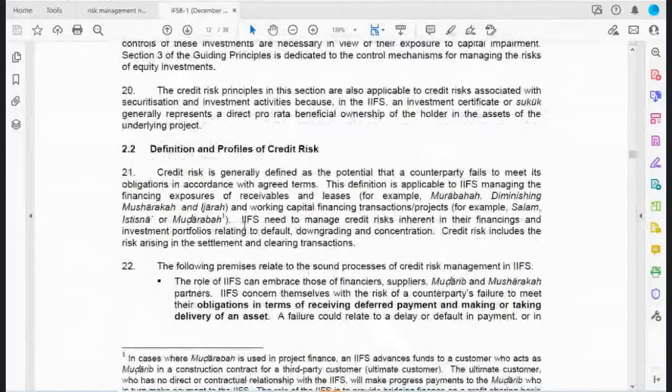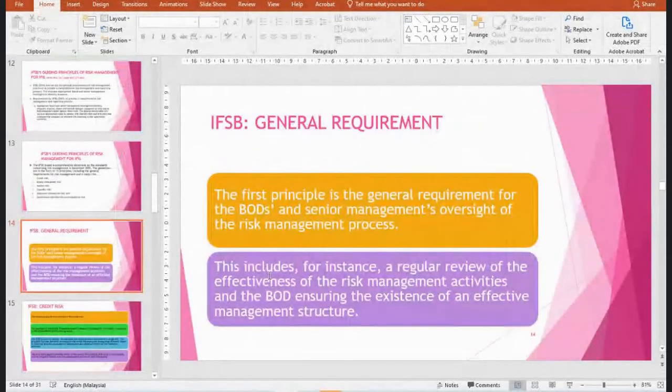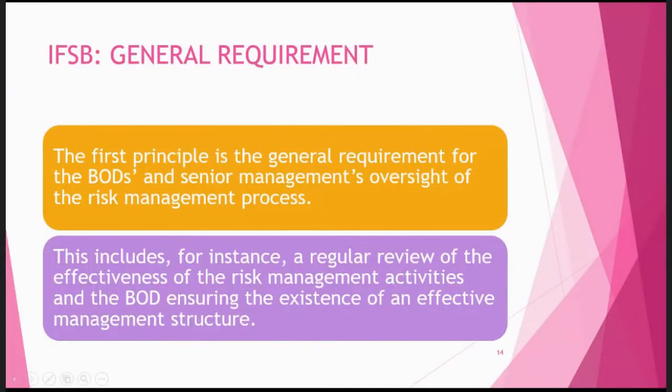Apakah definition credit risk? Okay, this is what being summarized lah in the slide. Okay, so you can read further by referring to the IFSB guiding principles. Okay, ini yang I highlightkan tadi, IFSB general requirement. The first principle is the general requirement for the board yang tadi I dah bacakan tadi. This include a regular review of the effectiveness of risk management activity and the board ensuring the existence of an effective management structure. Okay.